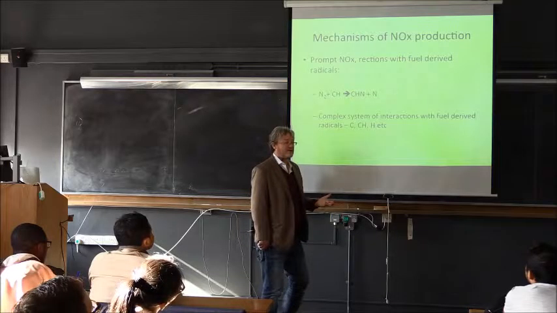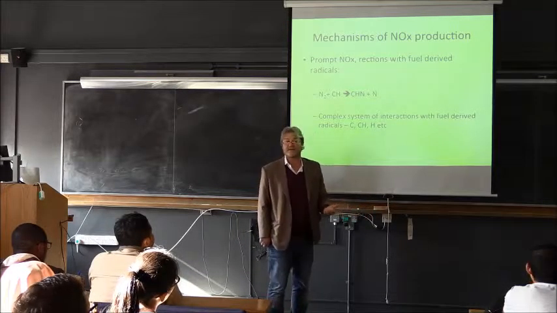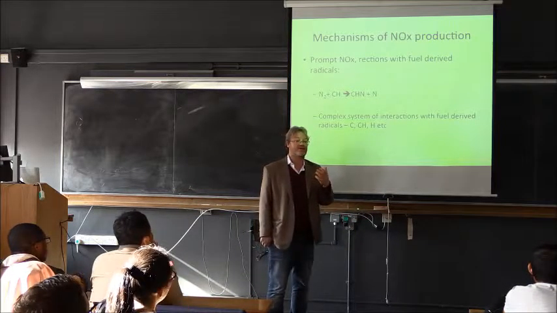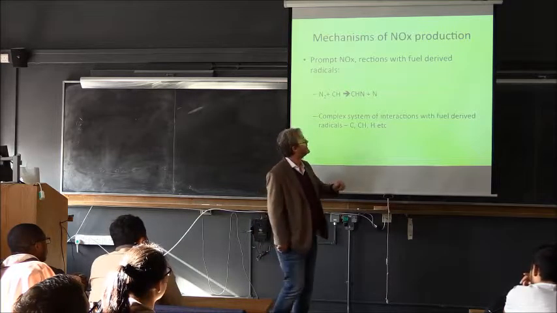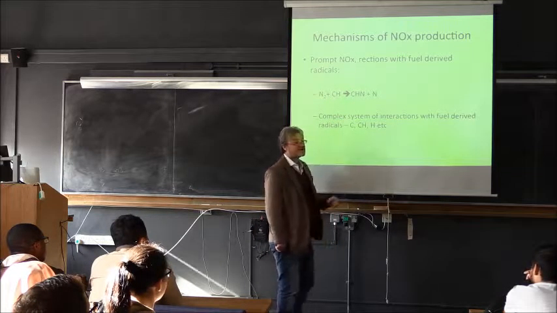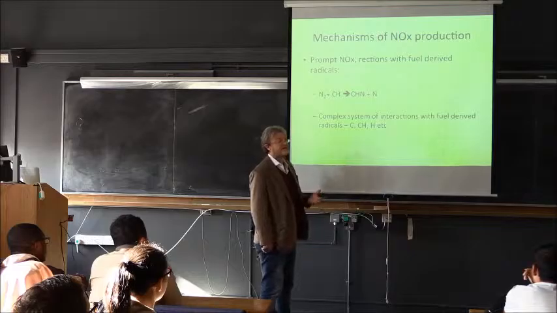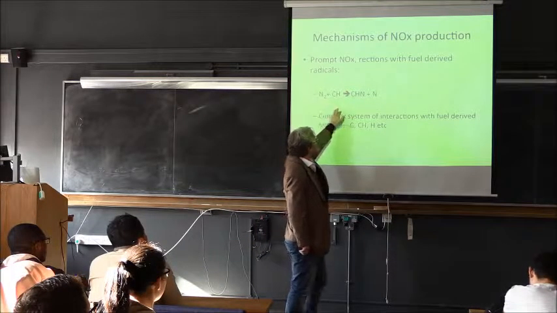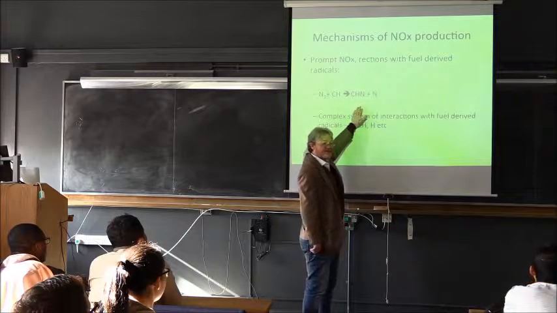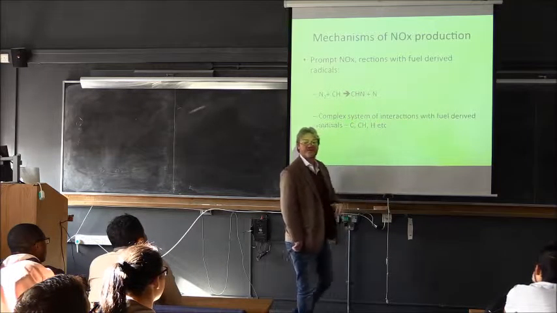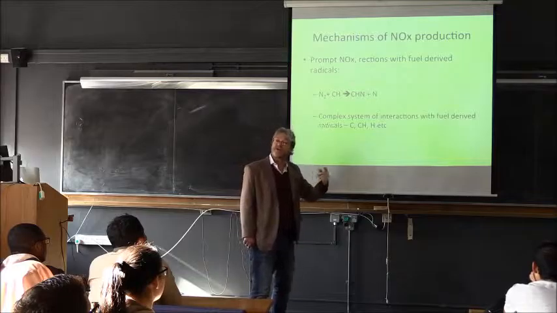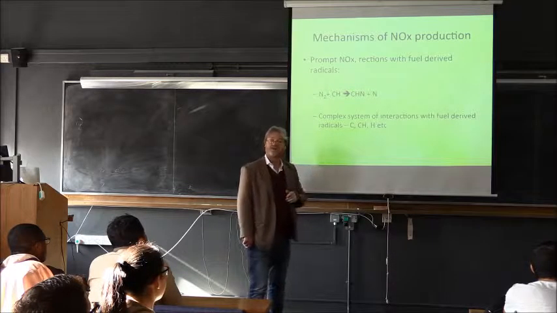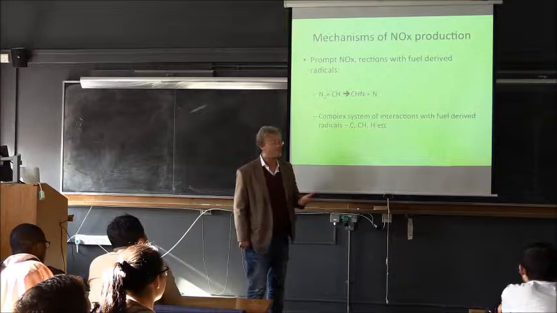So for example, in ethane or something like that, the ethane molecule will crack to give a variety of fragments, and one up here is CH. Again, this is a fairly reactive radical, so this can interact with nitrogen to give you HCN, hydrogen cyanide, plus a nitrogen radical, and then the nitrogen radical can react according to the previous Zeldovich reaction pathway.